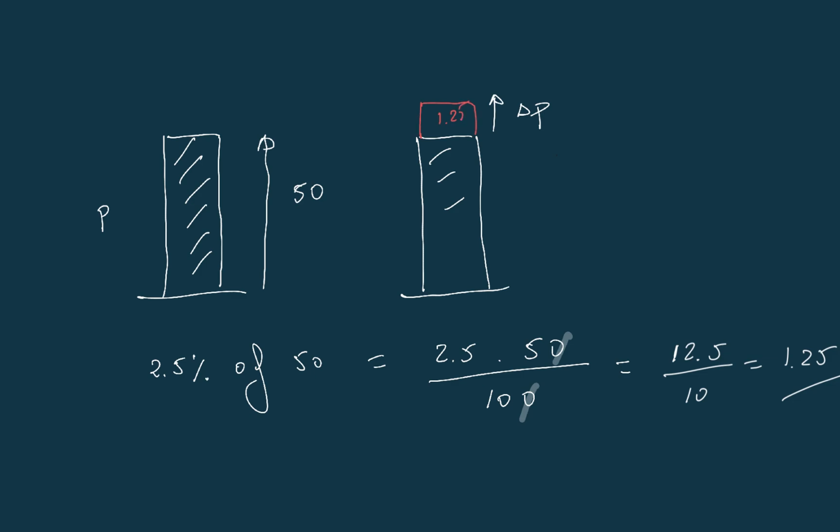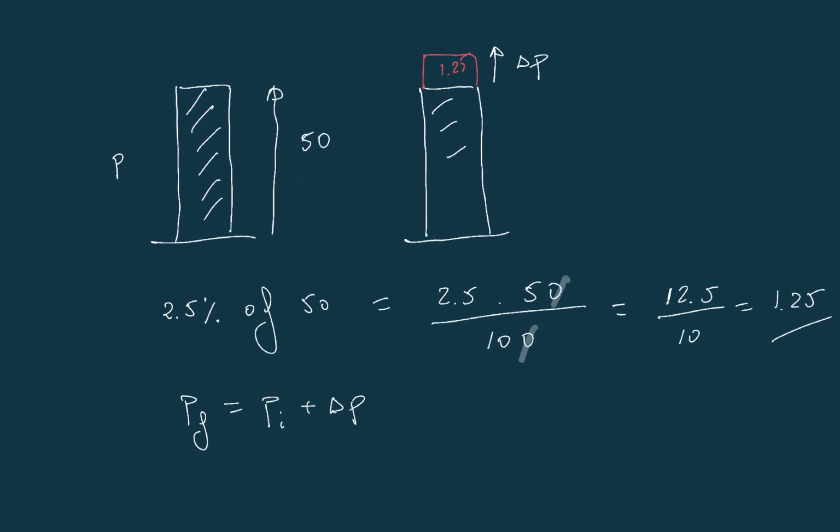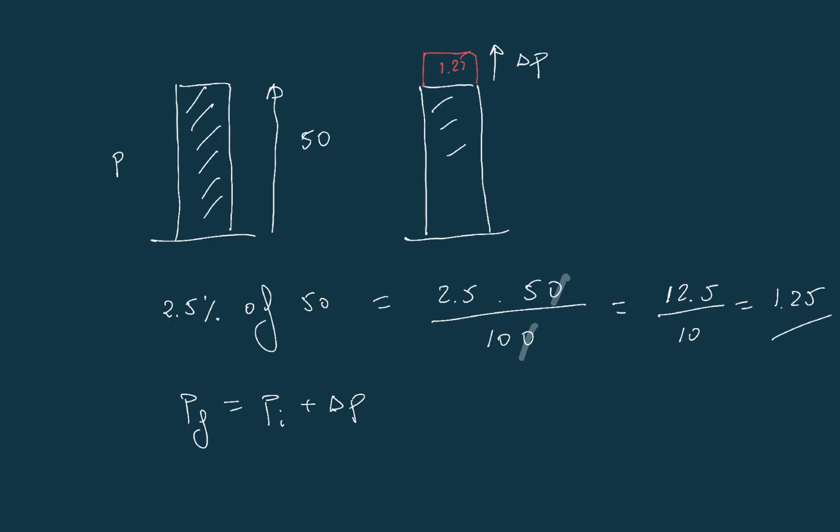Now, what will be the final price? The final price, P final, will be the price initial plus the change. This equation is very important. It's very important because we use it in calculus all the time. So P final will be P initial, 50, plus the change in P. The change in P is 1.25. So P final is 51.25.